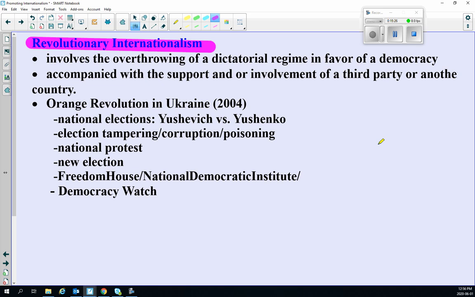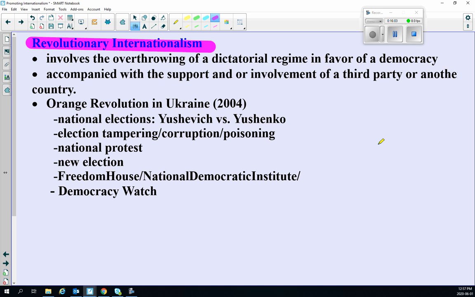Under the Taliban, girls couldn't go to school. Under the Taliban, girls couldn't have jobs and have professional positions like teaching and engineering and so on. Under the Taliban, there were a series of repressive measures. There was no free speech, etc., etc. So revolutionary internationalism occurred when America and other UN nations invaded Afghanistan in 2001, toppled the Taliban from power, and democratized Afghanistan. That would be revolutionary internationalism.